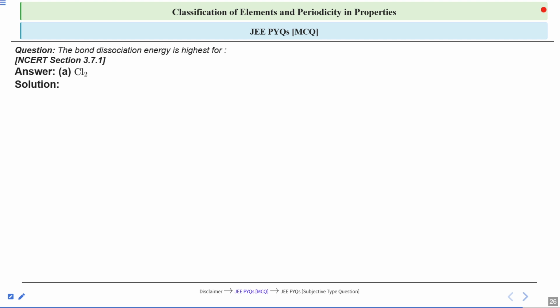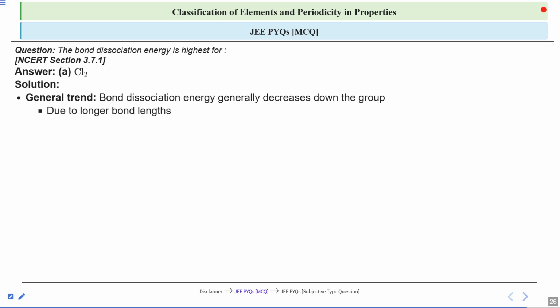To understand, let us look at the solution. The general trend says that your bond dissociation energy generally decreases down the group because the distance between the atoms is increasing, and as the bond length increases, the bond enthalpy decreases. So, we will talk about that trend. So, it's a general trend that if your size is increasing, the bond dissociation energy will decrease. We have already seen the impact of the same trend in the previous question, where we compared the bond enthalpy of hydrogen telluride and hydrogen sulfide. And the reason behind it is the longer bond length.